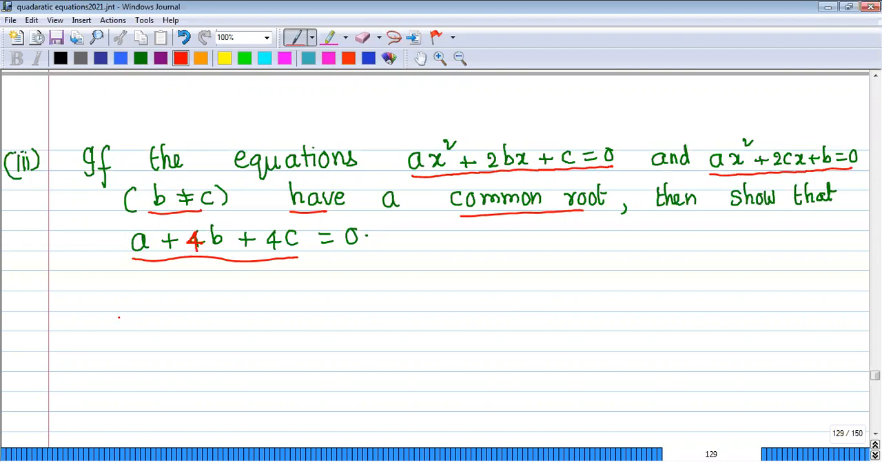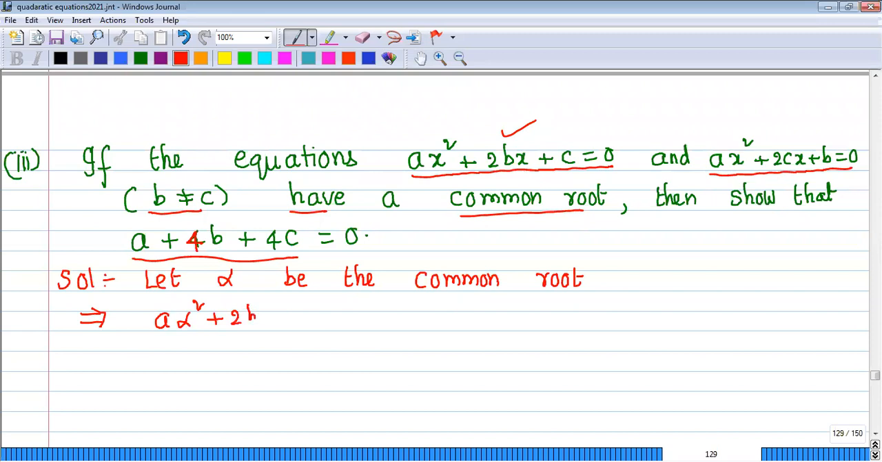See, let us do this one. Let alpha be the common root. Since alpha is the common root, it satisfies the first equation. That means we get a alpha square plus 2b alpha plus c equals to 0. Say equation 1. It satisfies the second equation also: a alpha square plus 2c alpha plus b equals to 0.